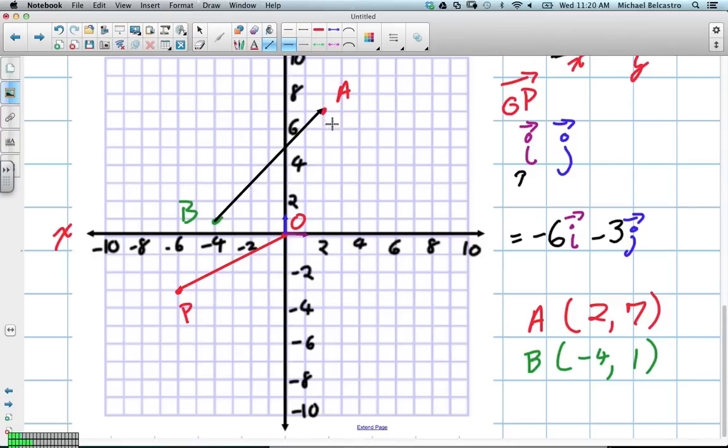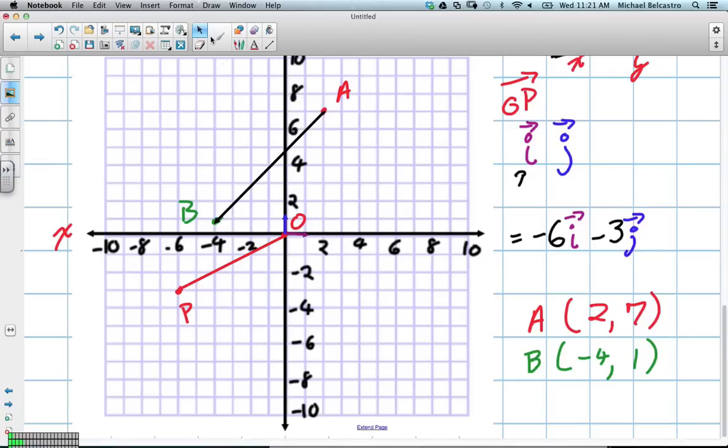Now this vector, we need to make it a positional vector. We need to move the tail of this vector. Oh, I drew it backwards. It's supposed to be AB. This part should be here. This part should be down here. Okay, follow its directions, right? So this should be AB.